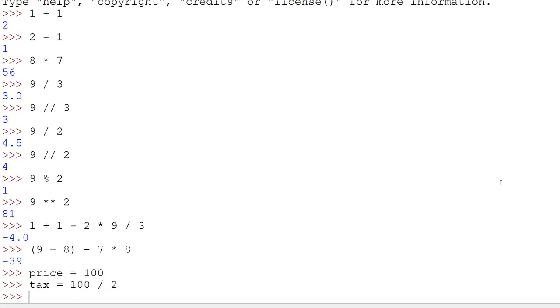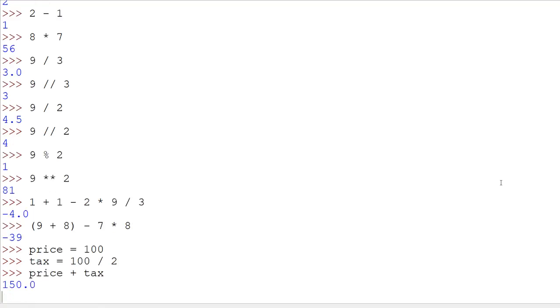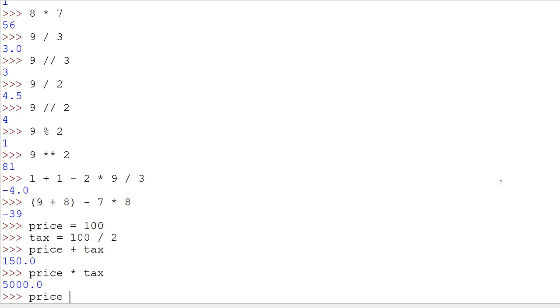And now we can use these variables inside equations. We can do something like price plus tax. We could do price times tax. We could do price divided by tax and stuff like that.